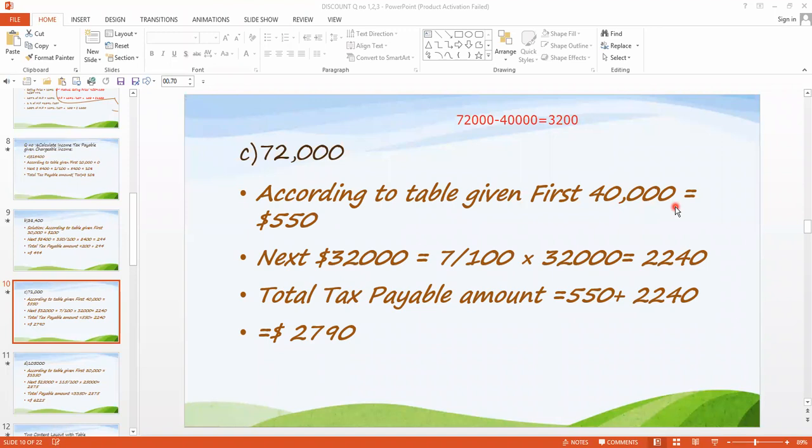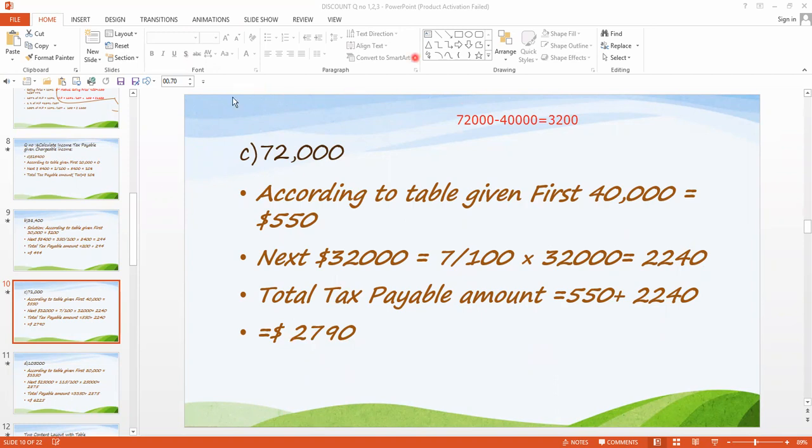for the first 40,000 we have to pay the fixed tax, that is equal to 550, and for the remaining 32,000 you have to pay 7% of this 32,000. So 7% means 7 by 100, and after solving we will get 2,240. For the remaining amount we have to pay 2,240, and for the first 40,000 you have to pay 550. So what is the total tax payable? We add these two, 550 plus 2,240, and the total tax payable is 2,790. Is it clear?